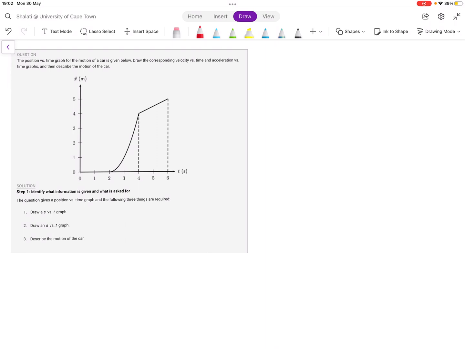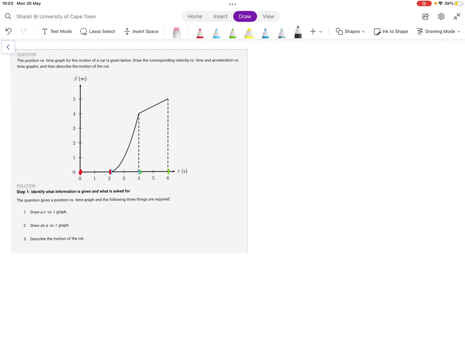You can see from 0 seconds to 2 seconds, your position is 0 at the moment. Then I will divide it again from 2 seconds to 4 seconds, and I will analyze what is happening at that point. And then I can also divide it from 4 seconds to 6 seconds. So now I can start with the analyzing.